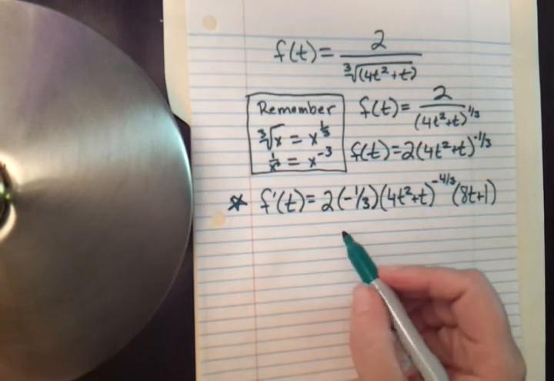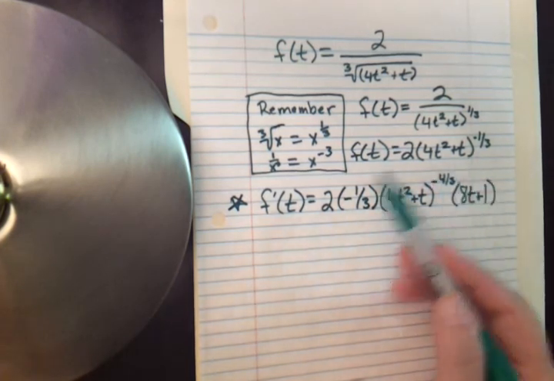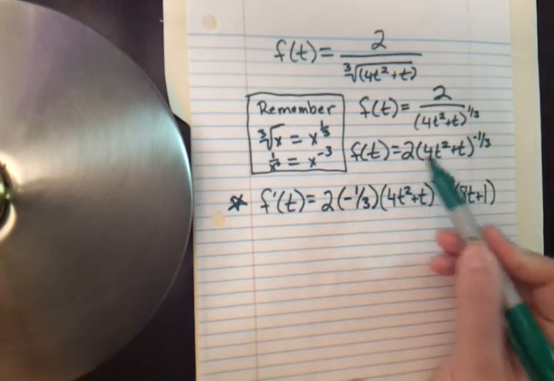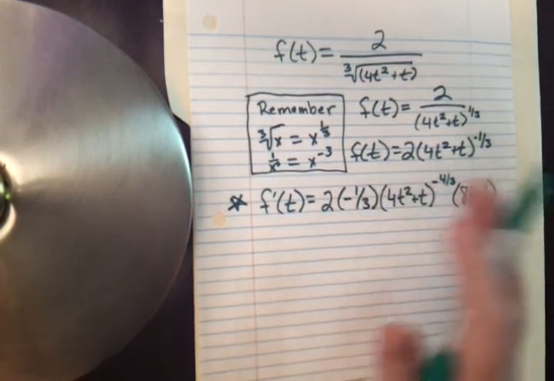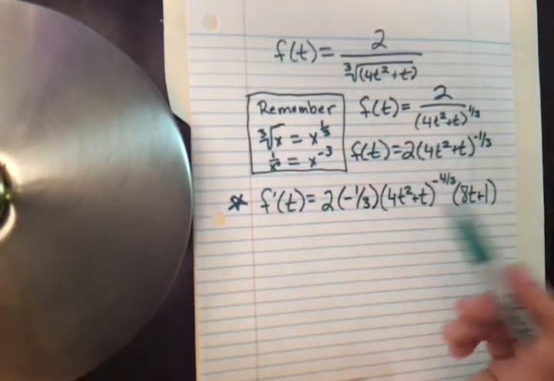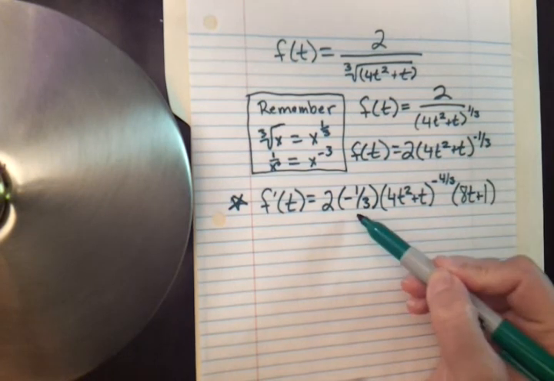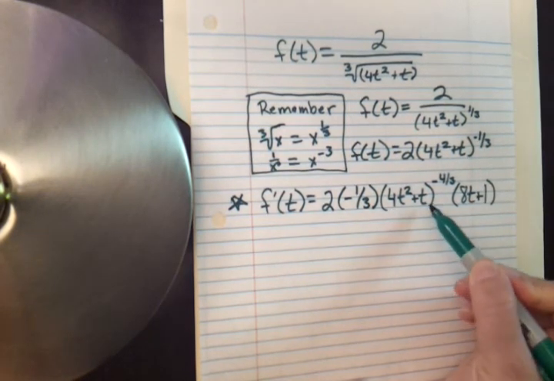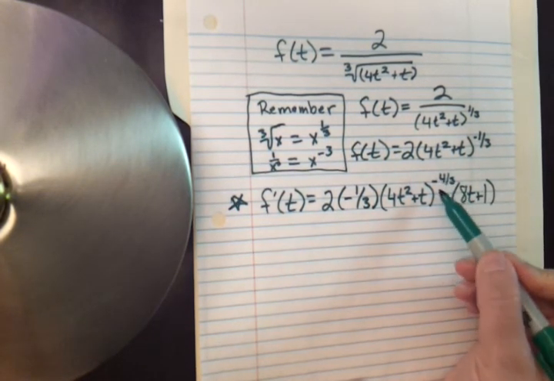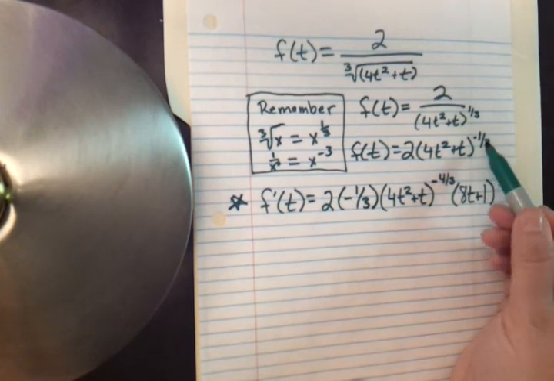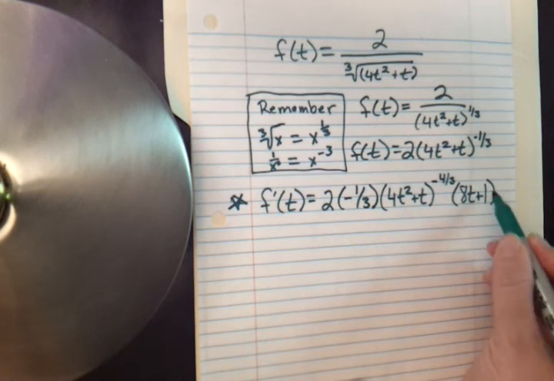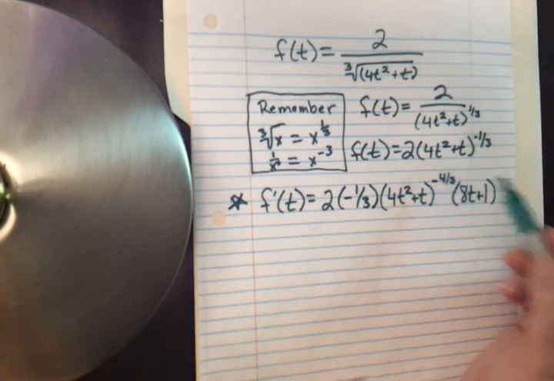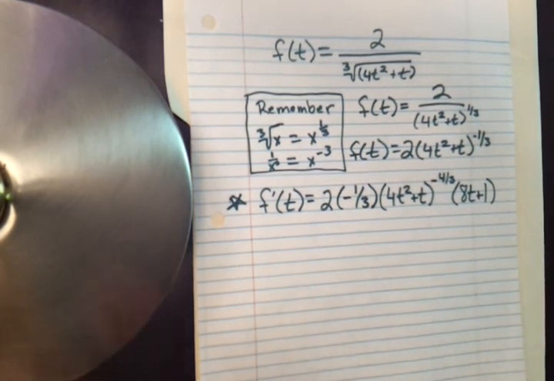So this again was just doing the chain rule. I had a 2 out front. I just kept it out front because it's just something that we're multiplying everything by. I brought down my exponent. I wrote down exactly what was inside these parentheses. I changed my power by subtracting 1 from what the original power was, and then I just took the derivative of what was on the inside. That's all there is to do on question 13.